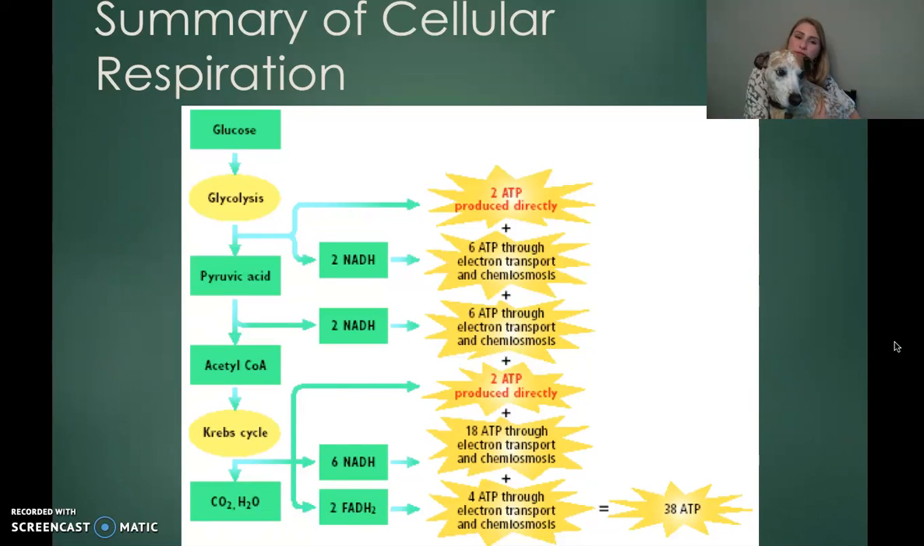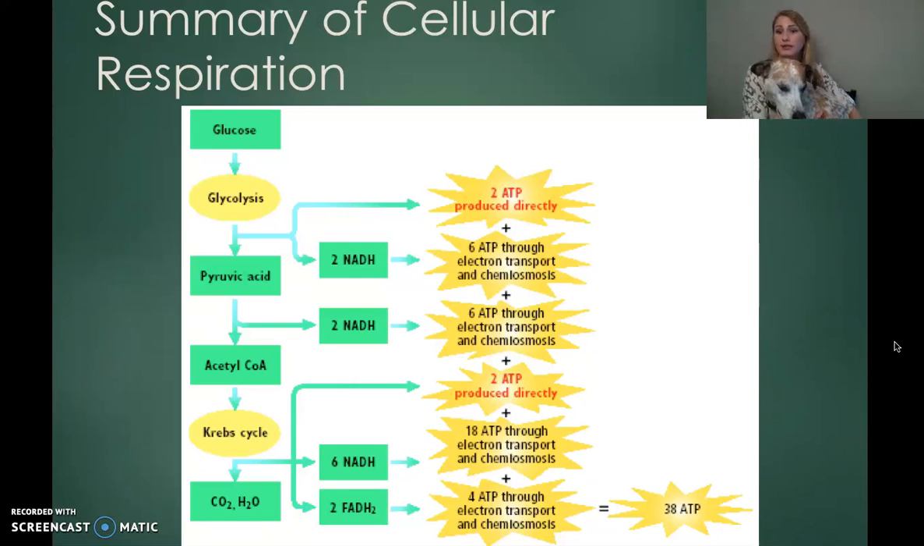So, summary of cellular respiration: we start with glycolysis out in the cytoplasm of the cell. We then move into the Krebs cycle, which is where we're going to be producing carbon dioxide. Then we go into the electron transport chain. This is where oxygen gets used up, and in the end we end up creating 38 ATP.